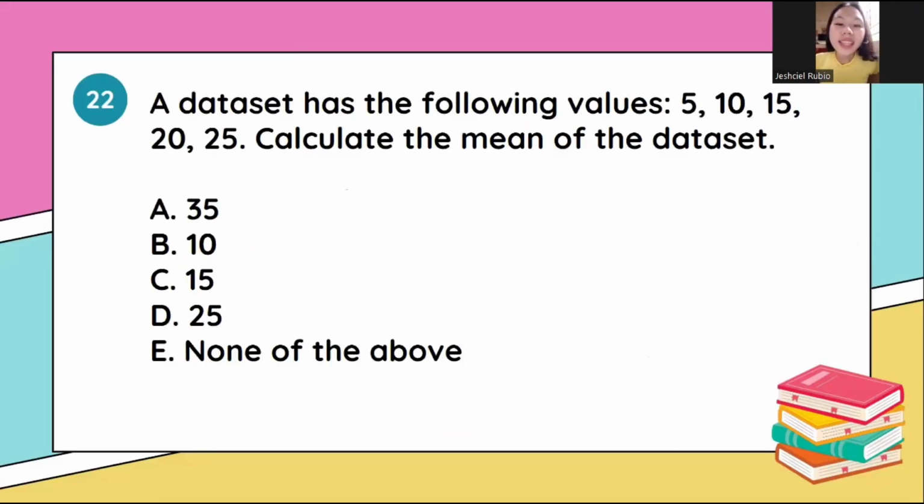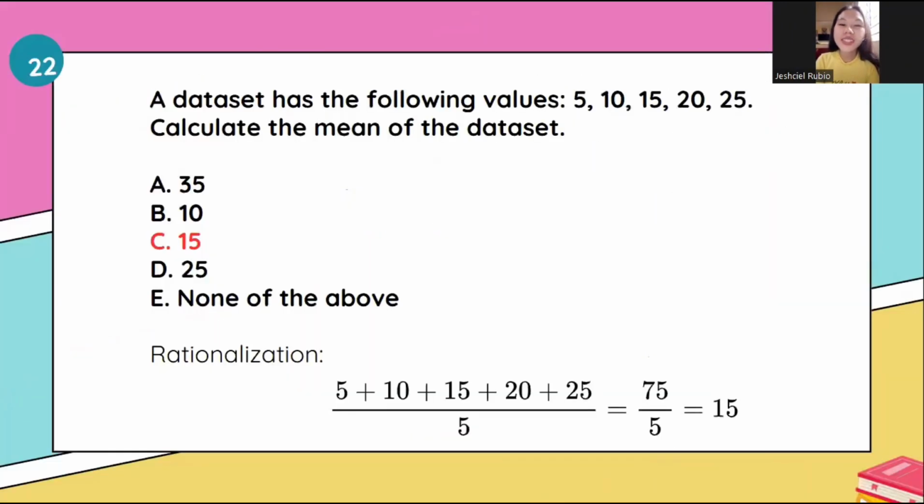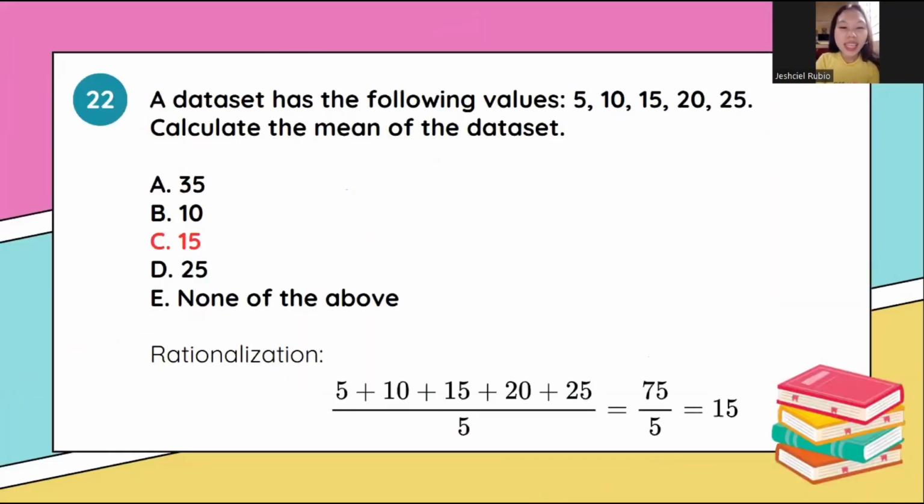A data set has the following values: 5, 10, 15, 20, and 25. Calculate the mean of the data set. Letter A, 35, B, 10, C, 15, D, 25, letter E, none of the above. So what is the correct answer? The correct answer is letter C, 15.